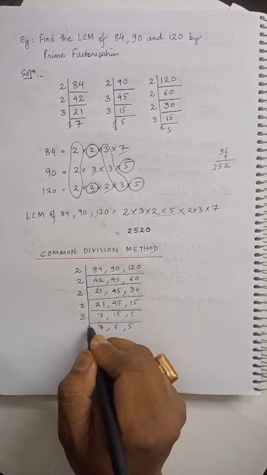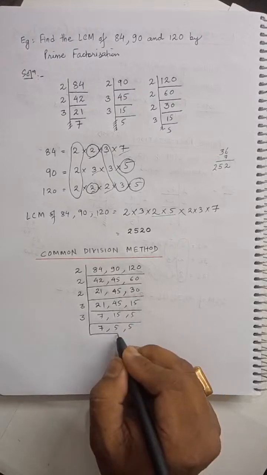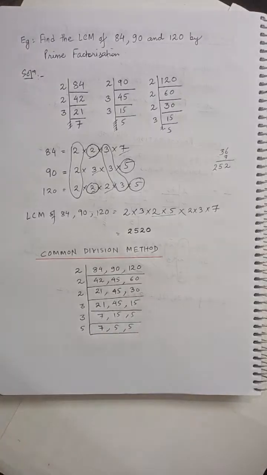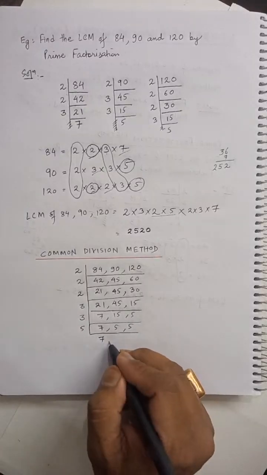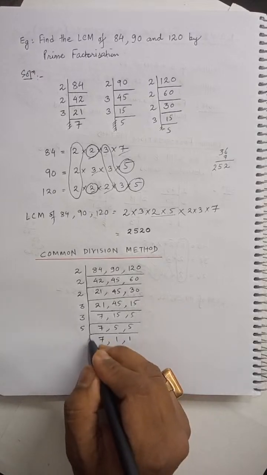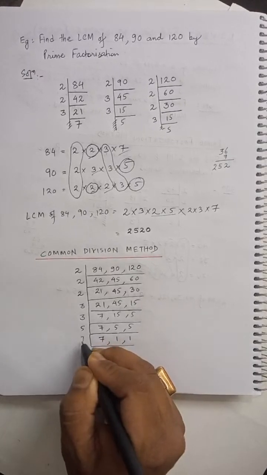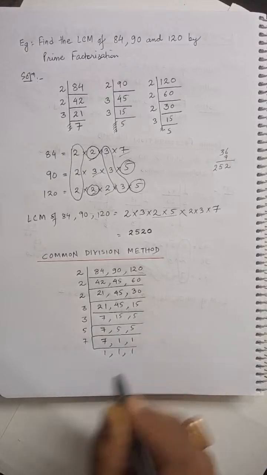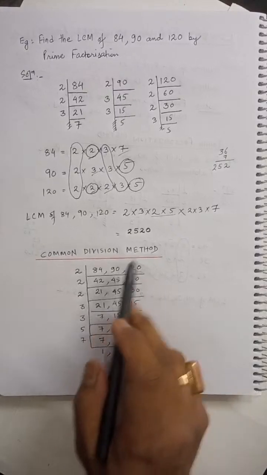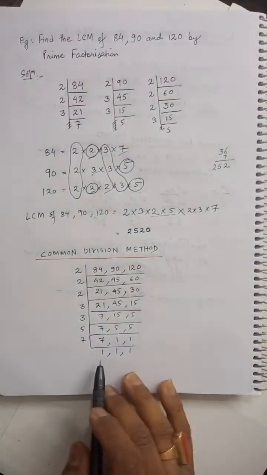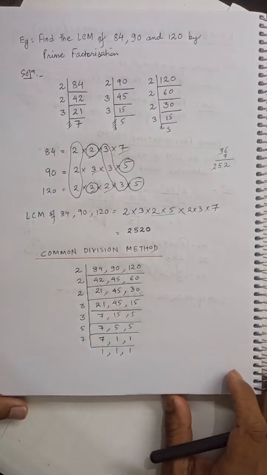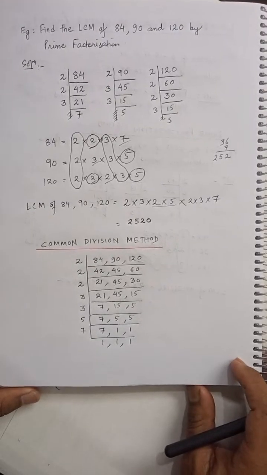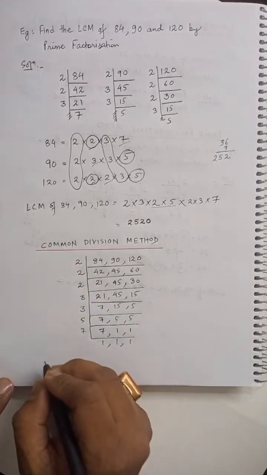Okay. Now these three numbers cannot be divided by 3, so we'll pick the next prime number which is 5. So we'll keep 7 as it is because 7 cannot be divided, and 1 and 1. Okay. And lastly we'll write 7. So whenever all the numbers are 1, our division process is finished. Okay. So we'll simply multiply the factors and then we'll get the LCM.